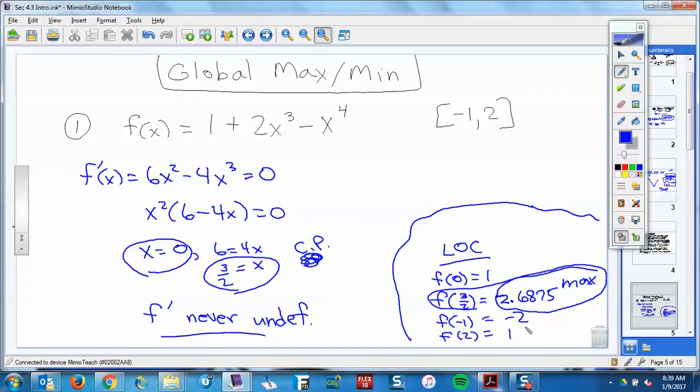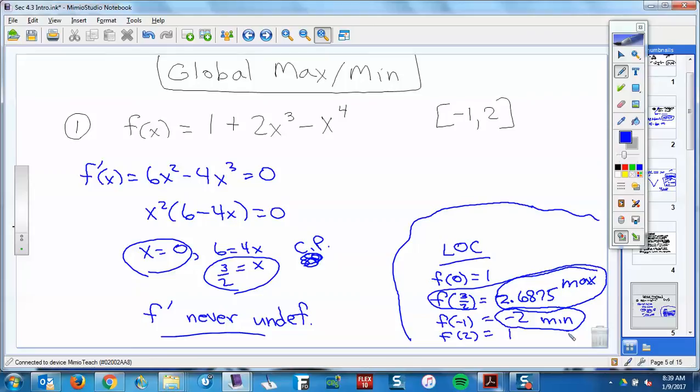What is the max value? And the min value is right there. So the min value looks like it's at the left edge, and the max value is kind of in between there at 1.5, right? So we got the minimum value and the max. That is the process of doing a global max min problem. So that should be mostly reviewed, right?